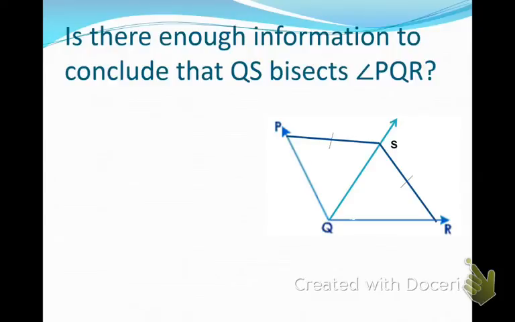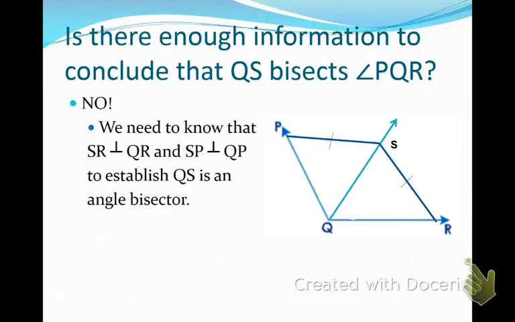about these distances, PS and SR? They're the same distance, but what are they missing? What do they have to have, Kennedy? They need to be right angles? Yes. We have to have a right angle here and a right angle here. We don't have that. So we don't know if that's the shortest distance or not. So that's what's missing.